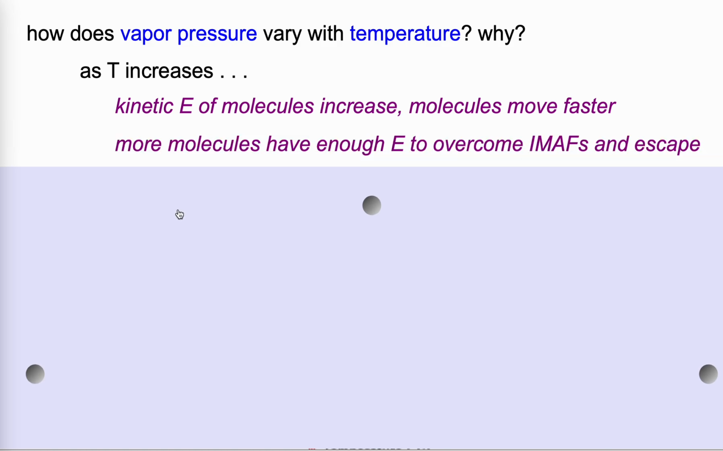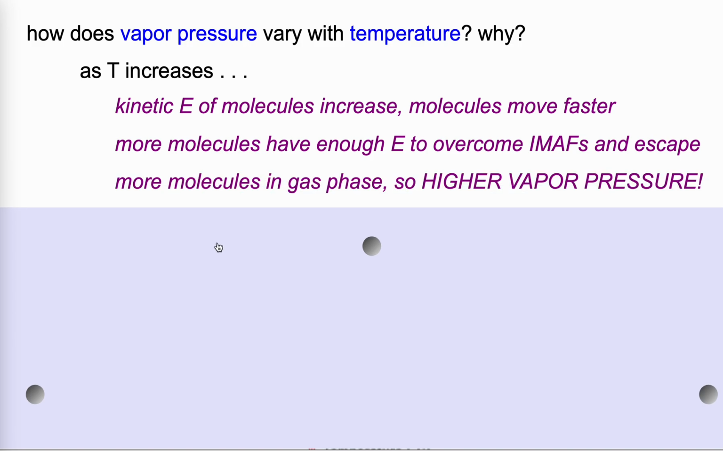As they began to move faster, a greater fraction of the molecules would have sufficient kinetic energy to overcome whatever the intermolecular attractive forces are that are holding the molecules together and escape and go from the liquid to the gas phase. Therefore, there would be more molecules in the gas phase, and as a result, we would have higher vapor pressure. So it is always the case that the equilibrium vapor pressure of a liquid increases as temperature increases. We deal with that quantitatively in AP Chemistry, but for now we're just going to think about it qualitatively.